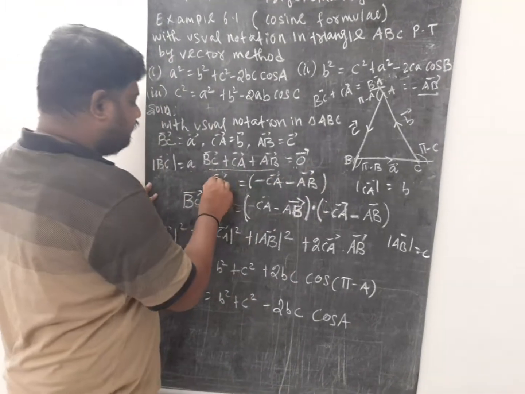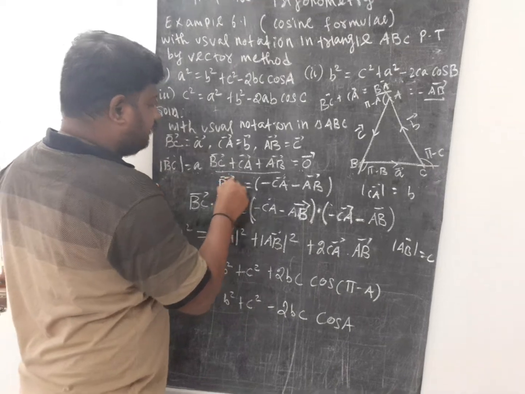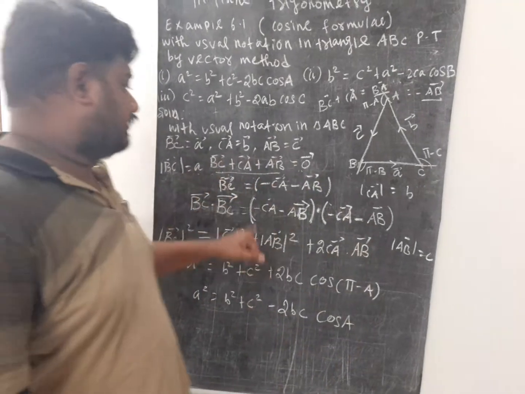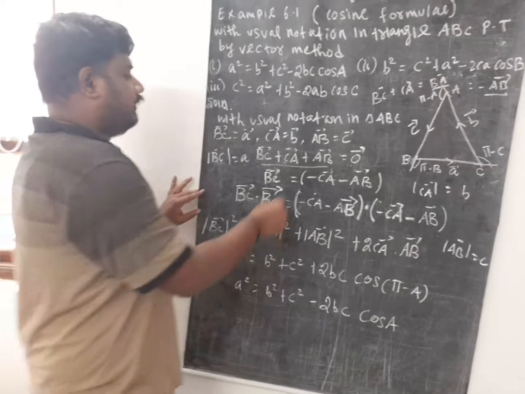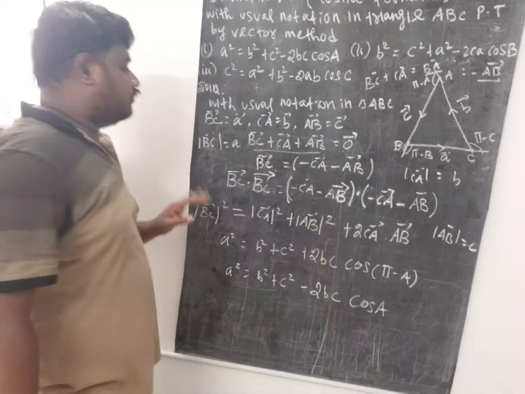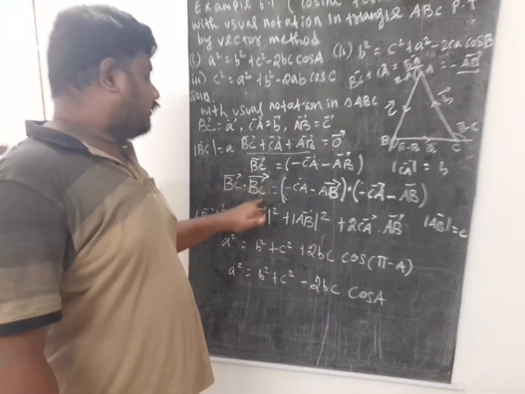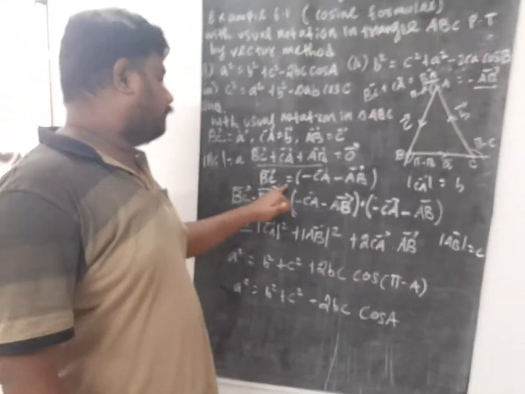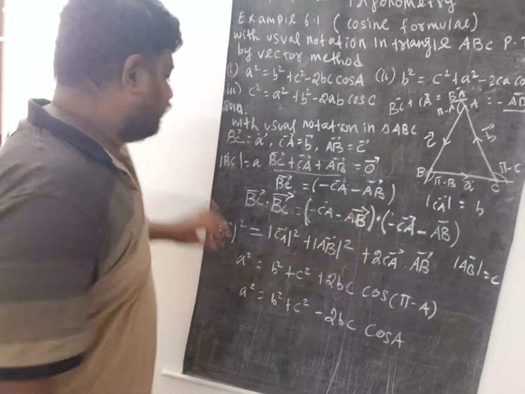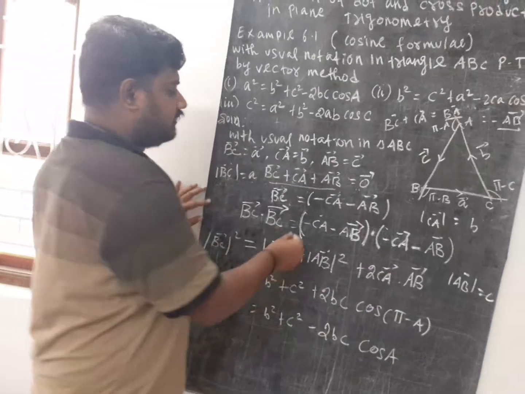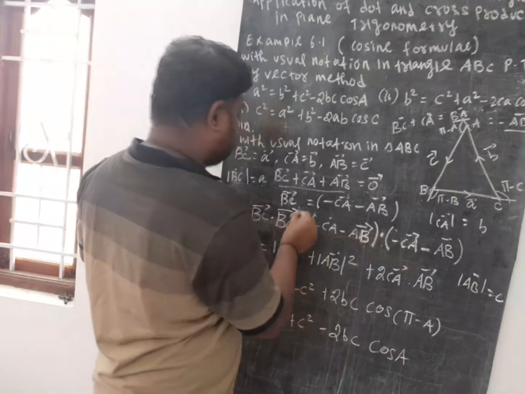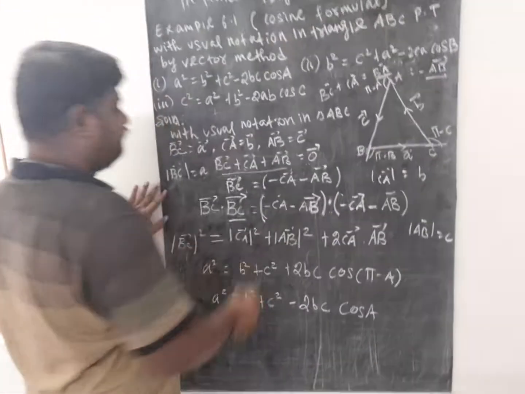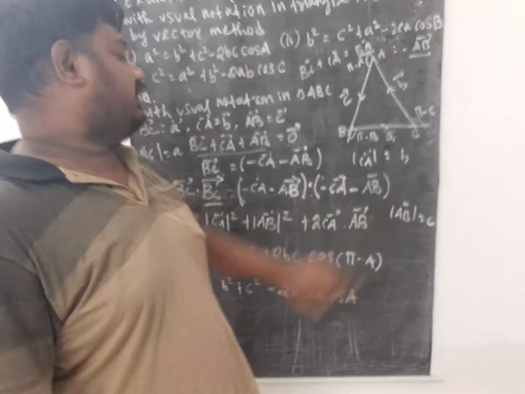I will keep only BC vector on this side, so the remaining go to that side: minus CA vector minus AB vector. Now I am taking the dot product of BC vector on both sides. So BC vector dot BC vector is equal to (minus CA vector minus AB vector) dot another BC vector, that is, (minus CA vector minus AB vector).